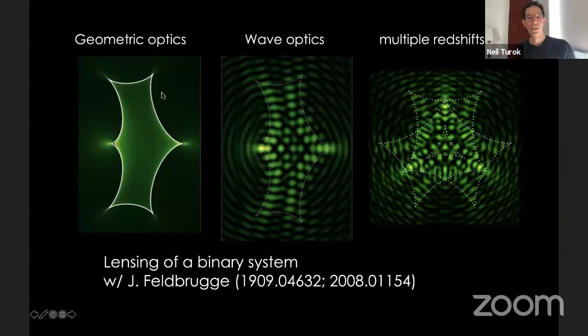Nobody had calculated these patterns. What is the wave optics version of this geometric optics picture? Here it is, and it's very beautiful because the fringe spacing directly tells you the masses of the lens. You cannot get that information from the geometric optics picture, but you can from the wave optics. And here's a more complicated lens on the right with multiple lenses at different redshifts. So all of these integrals are doable, meaning that this way of calculating path integrals is certainly opening new frontiers for applications. Thank you very much.